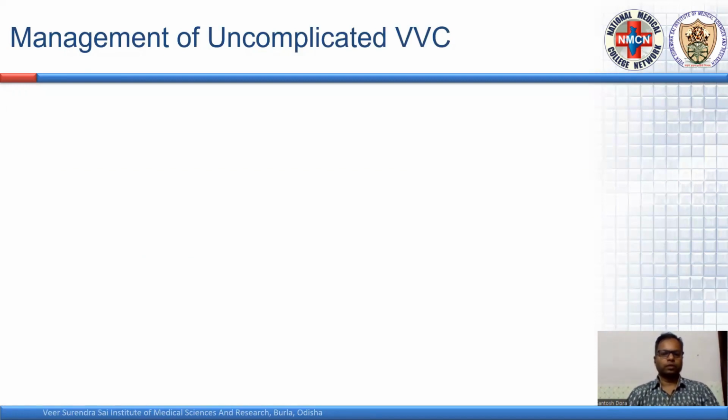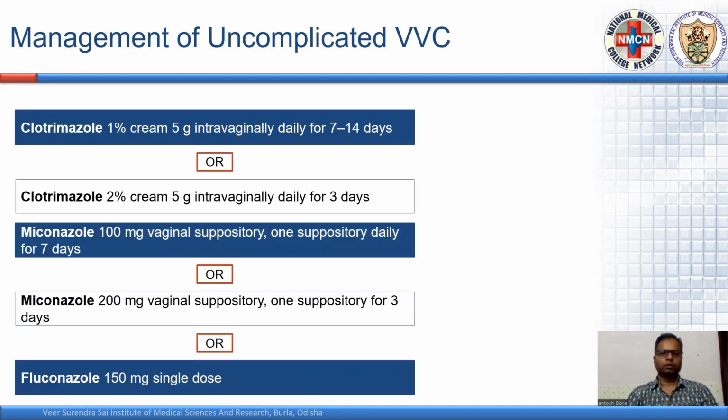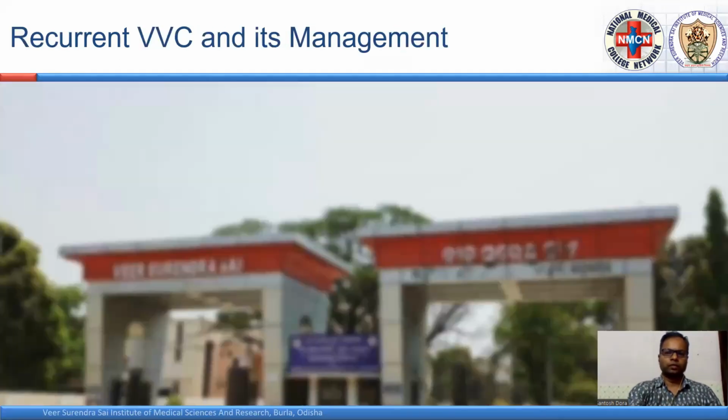First coming to uncomplicated vulvovaginal candidiasis. Here clotrimazole is the drug of choice. It can be given as a 1% cream or a 2% cream. The 1% cream has to be used for 7 to 14 days, but the 2% cream has to be used for 3 days. Besides this, miconazole 100 mg or 200 mg can also be used, and fluconazole 150 mg single dose also helps in the treatment of uncomplicated vulvovaginal candidiasis.